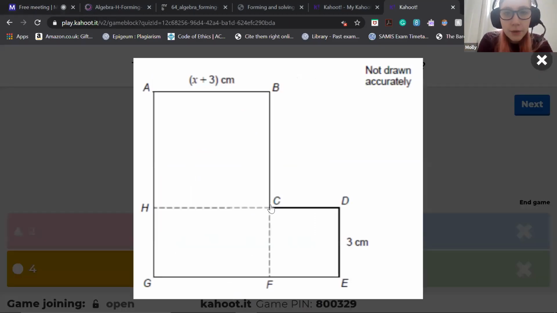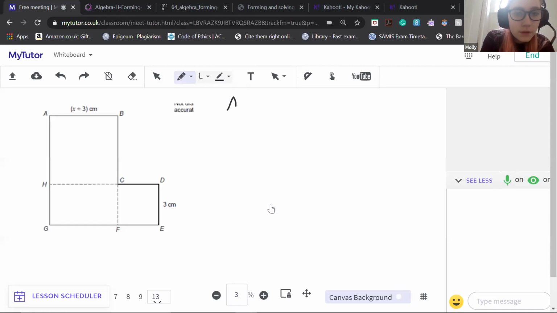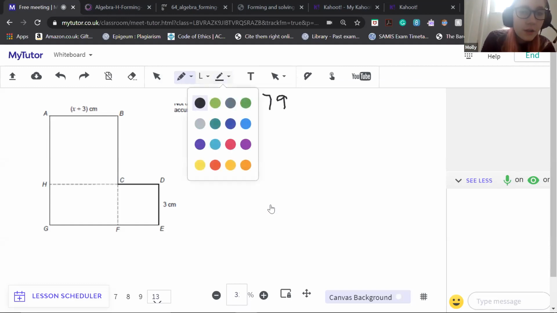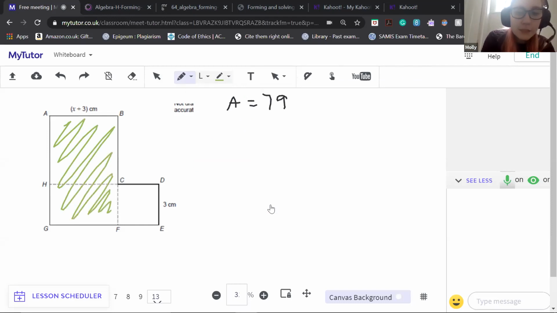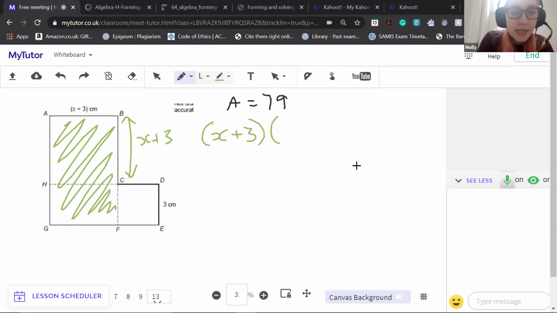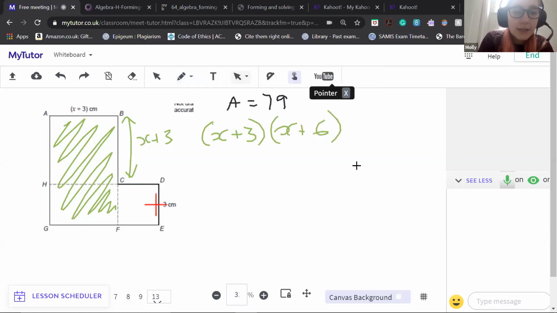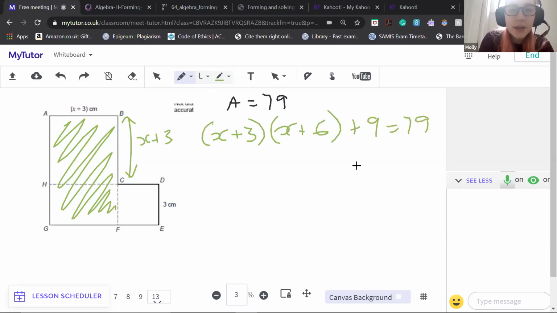So what did we say the area was? 79. So let's find it in terms of x. So what I'm going to do is think about this shape first and add it to the area of this smaller square. So this length, because this is a square, is also x plus 3. So we have x plus 3 plus 3. So the area of this bit is x plus 3 times x plus 6, because it's the x plus 3 plus 3. And the area of this little shape here is just 9, because it's 3 by 3. So that plus 9 equals our 79.